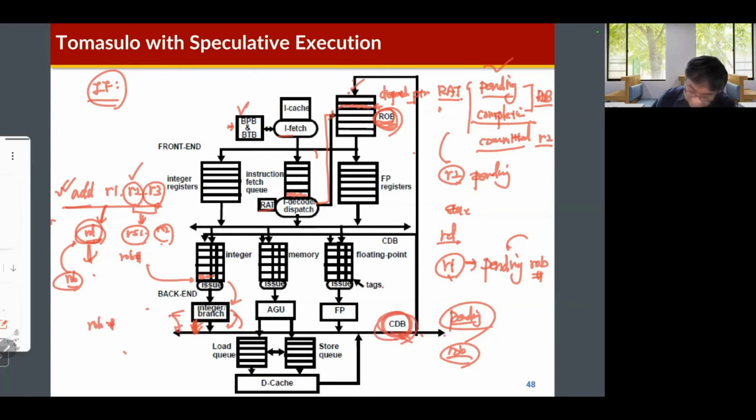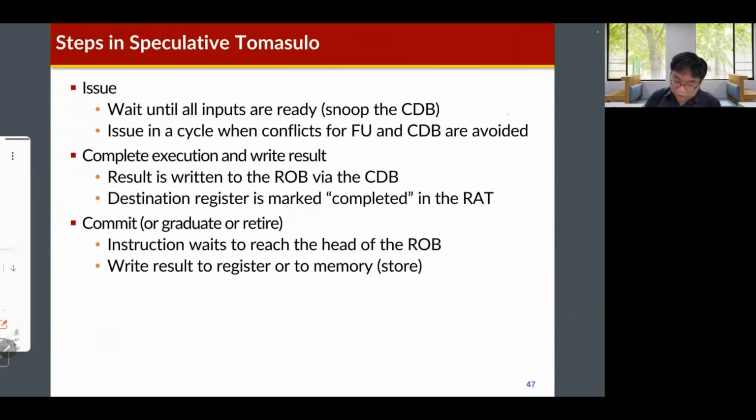Okay, so if this register is in pending status, then it is given to this issue queue. So the operands are stored in a certain entry of the issue queue, the result is given to the ROB, and then the result is stored in the ROB. Okay, so issue is the same, and then execution, completion, and then write to the ROB. This slide explains this case, and then commit.